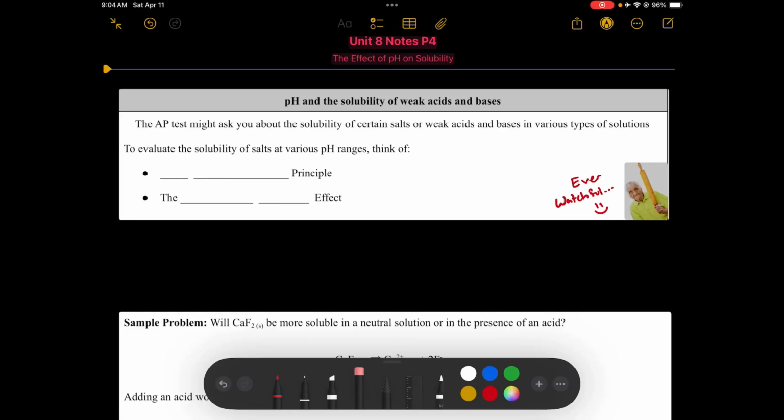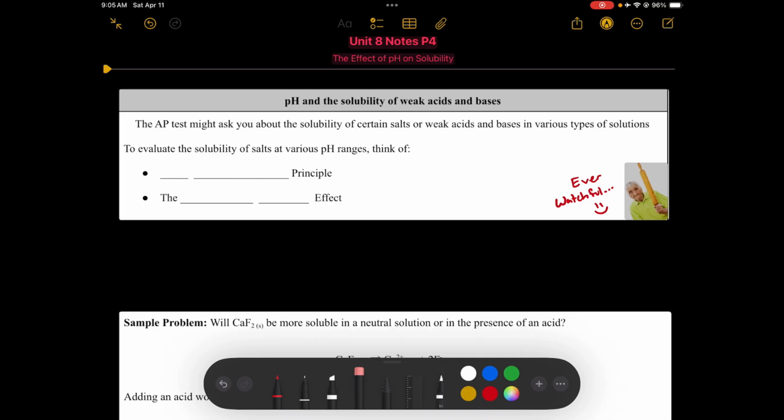This is Unit 8 Notes Part 4, The Effect of pH on Solubility. Last Friday, I told you that this set of notes was going to be a little bit shorter and not particularly difficult. Really, it's just a couple of things that we haven't yet talked about for this unit, but none of it is particularly new or particularly hard. I just have to bring them up so that you're aware of those things.